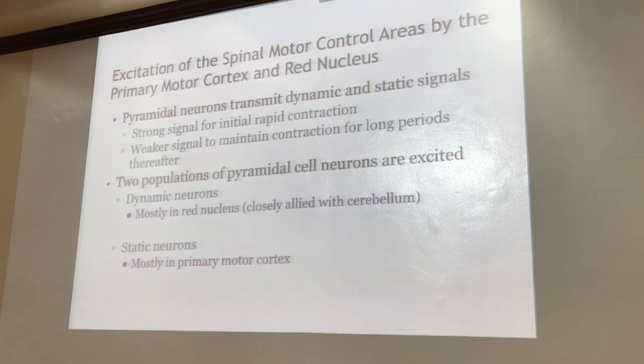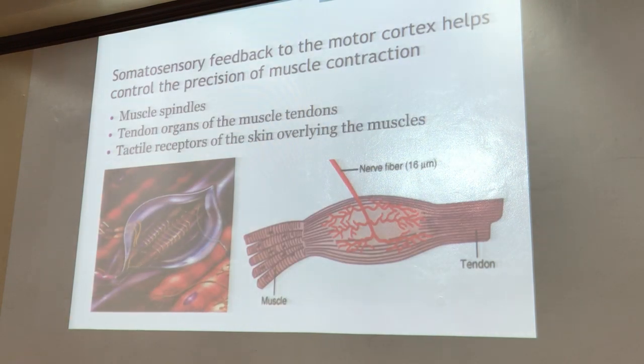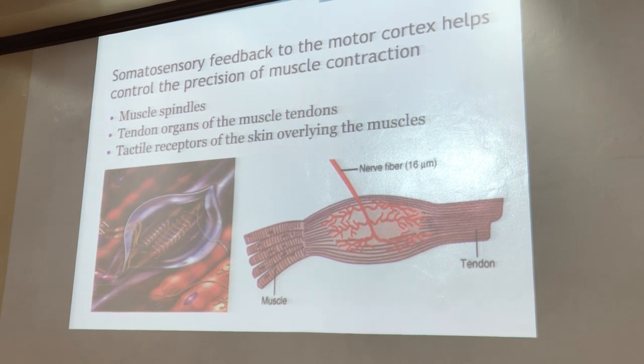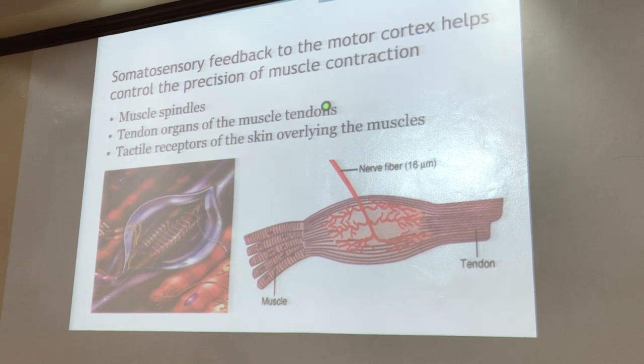So, okay, your dynamic neurons are mostly located in the red nucleus. Yung static neurons would be in the primary motor cortex. So again, for the motor system to function exceptionally well, they need feedback signals coming from the somatosensory system. And what's important again to remember would be the presence of the muscle spindles, as well as the Golgi tendon organs, and the tactile receptors that initially receive the signals.